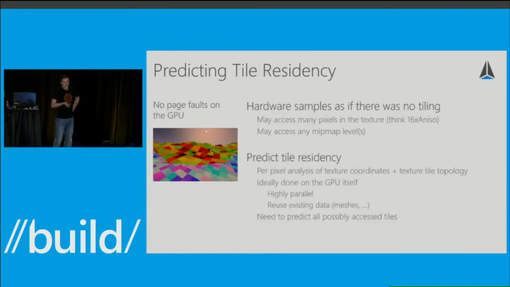So the first thing that we had to tackle, of course, was predicting the tile residency. And here we use a similar system to our software-based system, like Matt just described, where we render an extra pass, and then we analyze the output of that pass to decide which tiles are resident. Different from a software system is that you have to actually load more than one tile. You have to load your whole MIP chain.